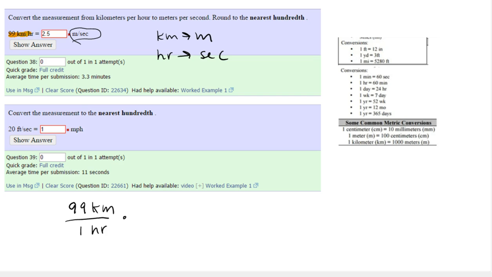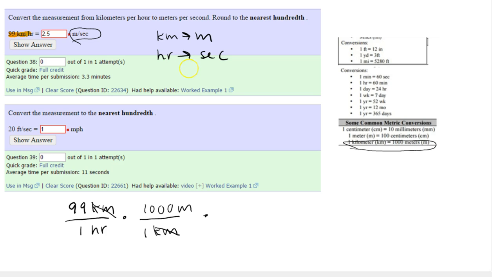So first, to change kilometers to meters, we have here that 1 kilometer equals 1,000 meters. So I want kilometers to cancel, so I'm going to put them on the bottom. So it'll cancel with that. And I'm going to put 1,000 meters on top. So now I'm just going to show that these cancel out. So right now, if I multiplied, I would have meters per hour.